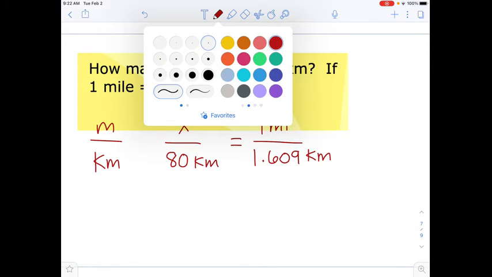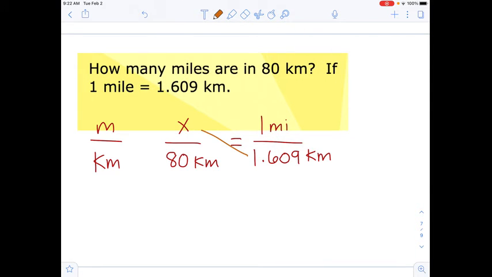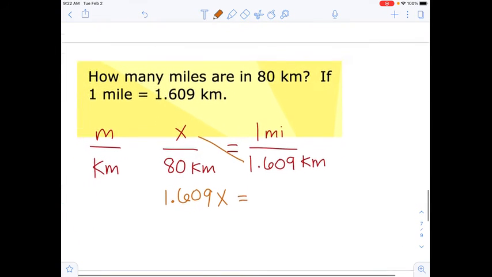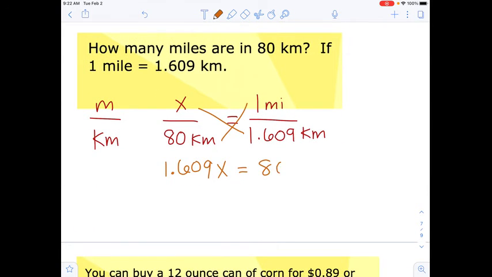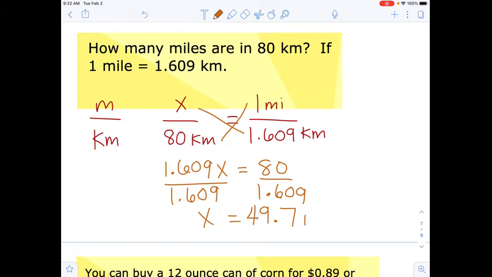Then what I'm going to do is I'm going to cross multiply. I'm going to take x times 1.609, and I get 1.609x equals 80 times 1, which is 80. To get x by itself, I'm going to divide both sides by 1.609. And I'm left with x equals 49, we'll round that to the nearest tenth, 49.7, and then make sure we add a label, miles.